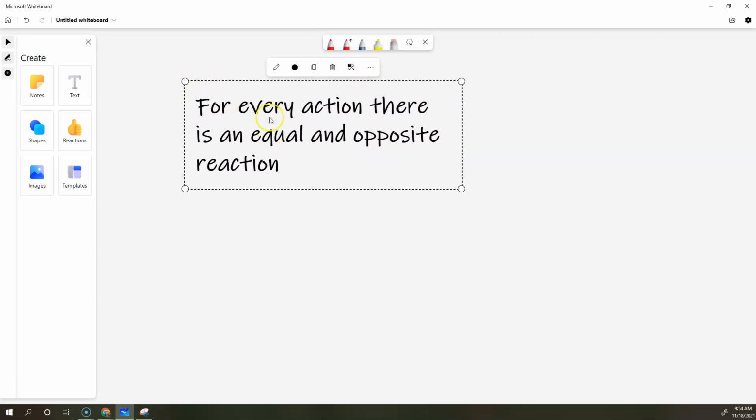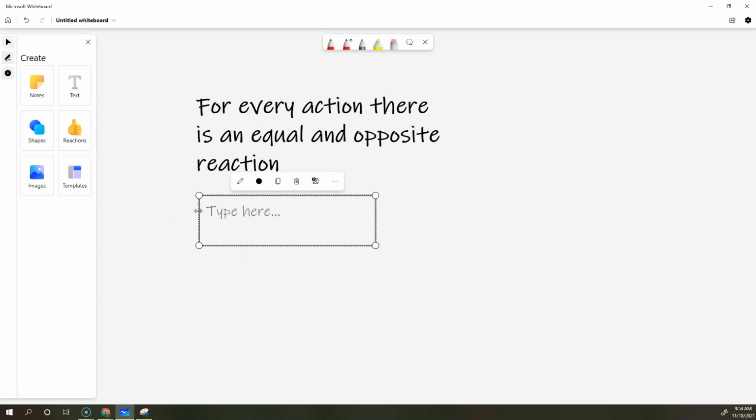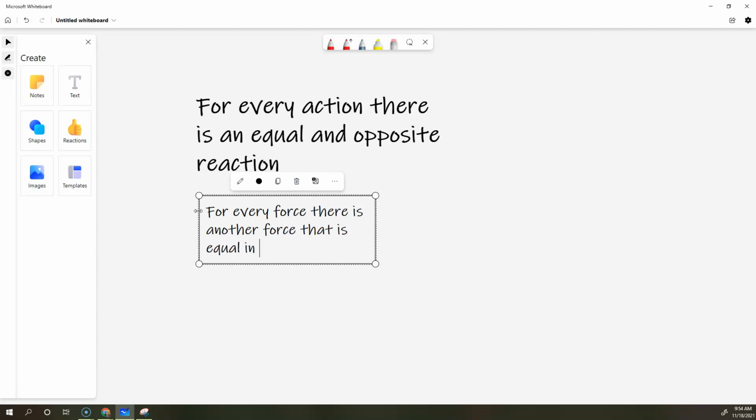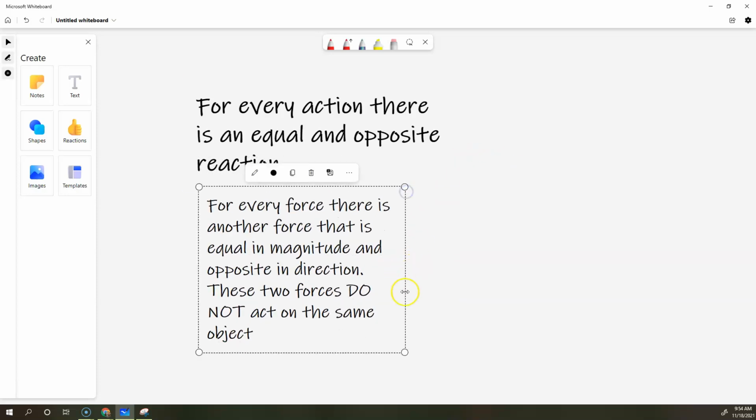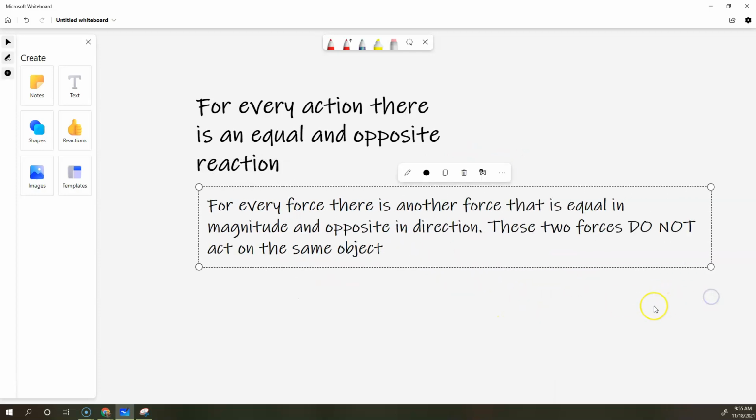I'm going to write it again, and I'm going to say for every force, there is another force that is equal in magnitude and opposite in direction. These two forces do not act on the same object. This is unbelievably important. Newton's third law tells us that if there is a force, there is another force. And that force is equal in magnitude and opposite in direction.